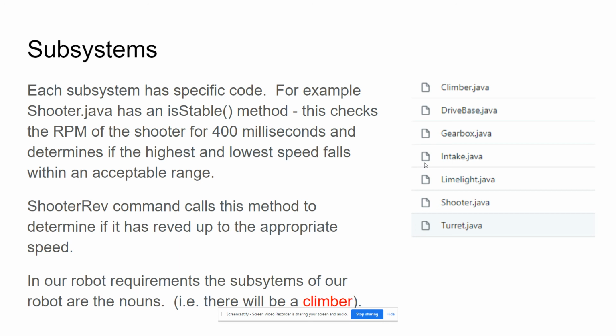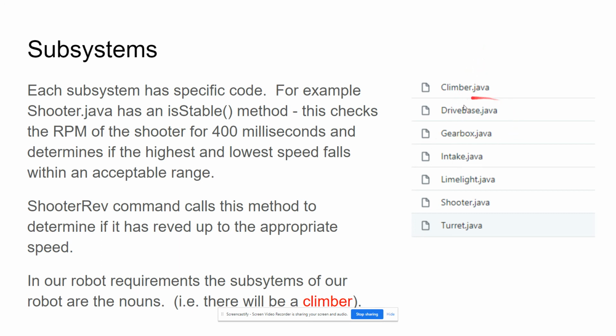And so in our commands, we have a shooter rev command that calls that method and checks. So if it's at the appropriate speed, it will start the sequence to shoot the ball. And if it's not at the appropriate speed, it calls it again. So it waits 400 milliseconds and does it. And the whole point for this is to optimize that so that way we can do it as fast and effectively as possible. So thinking of things as nouns, what are the components of your robot, that helps.